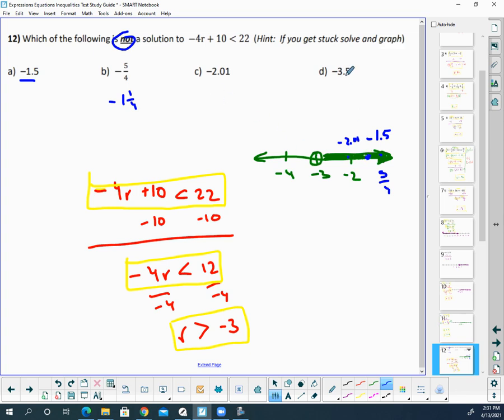And negative 3.5 is halfway between negative 3 and negative 4. That would be here. Well, these three are solutions because they're in the shaded area, but this one is not a solution. So D is the answer that is not a solution to this inequality, which means it is the answer we are looking for. All right. Let's move on to number 13.